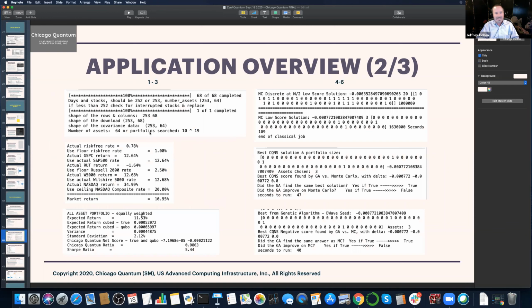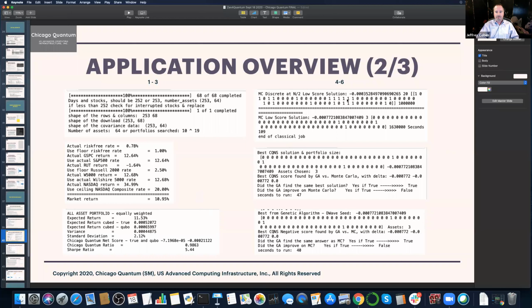Here's kind of what it looks like. 253 stocks. Here's the market. This was a couple days ago. The market had returned 11%. The risky part of the market return was 11% over the past year. That number's been as high as almost 20, so we've seen a correction in the market. The all-asset portfolio has a Sharpe ratio of 5.44 right now.